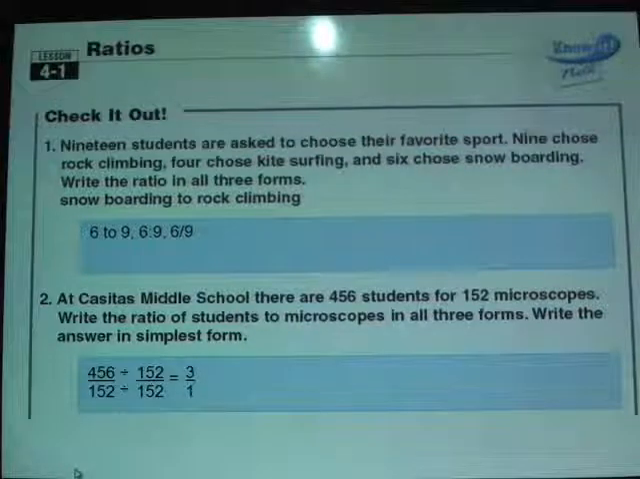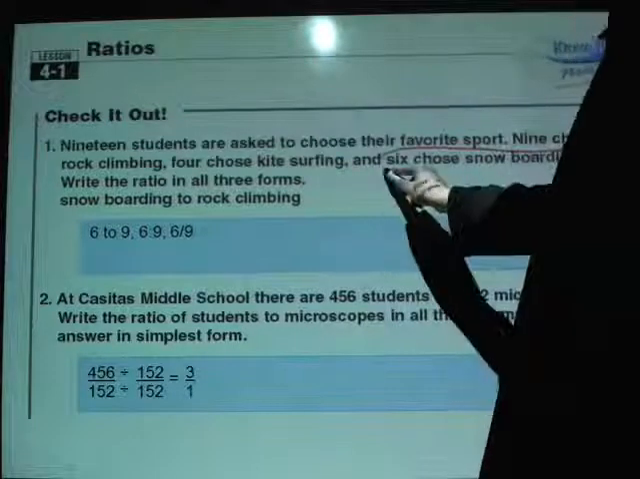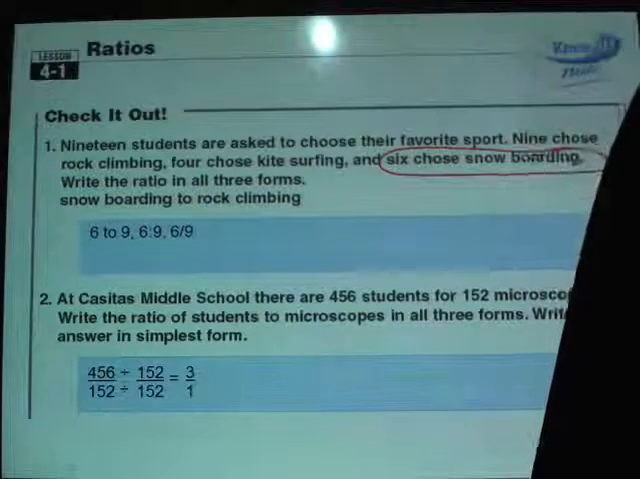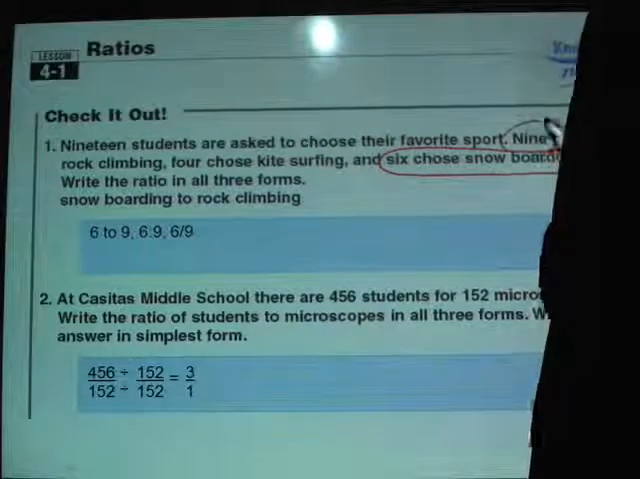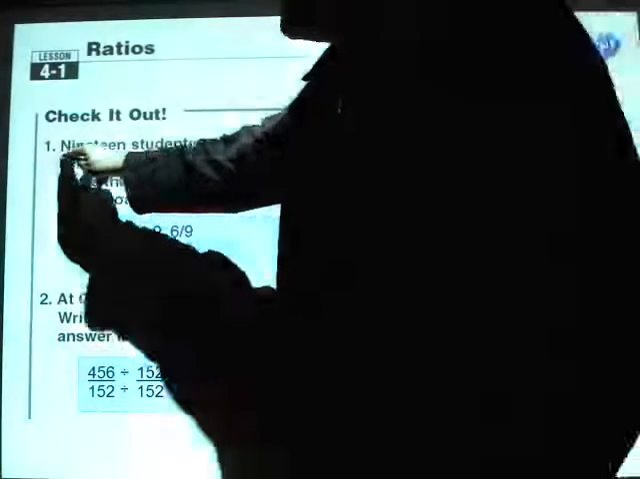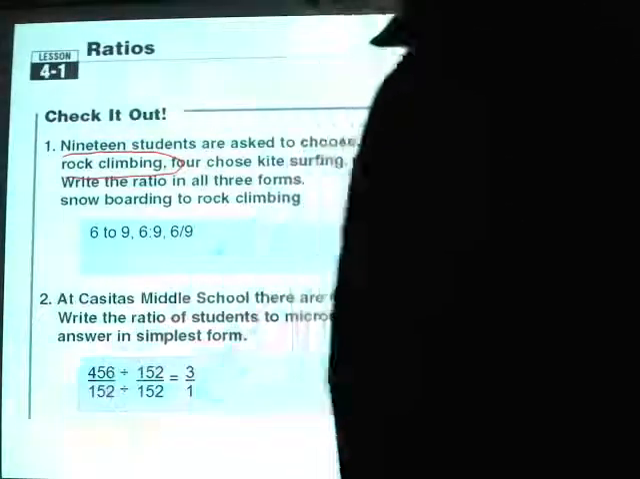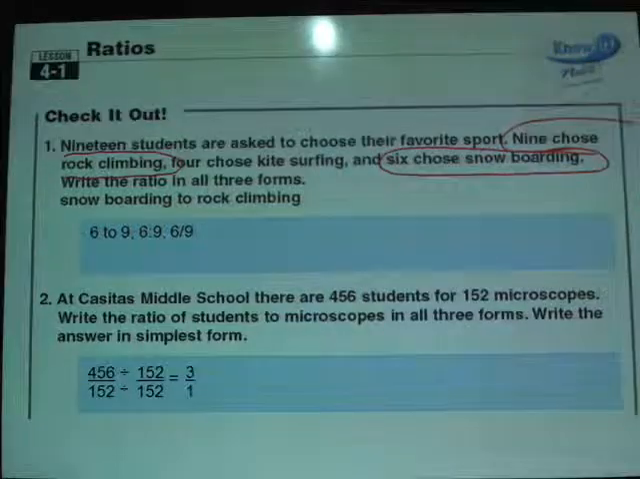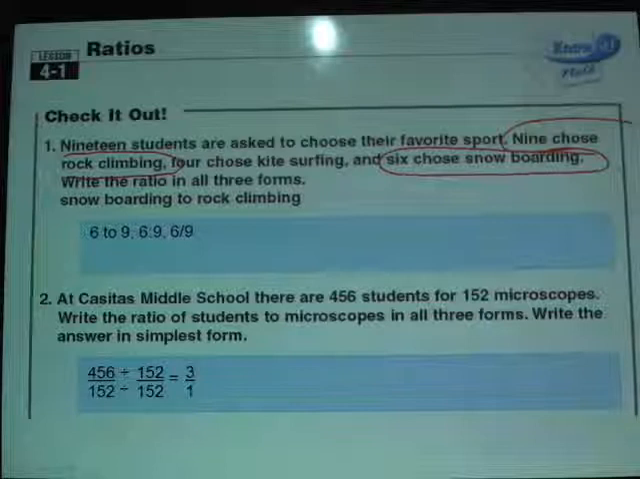So the kite surfing number, I don't even need. I just need the snowboarding number, which is 6, and the rock climbing number, which is 9. So I'm writing a ratio comparing 6 and 9. Now they asked me to write it in all 3 forms, so I'm going to write it as a fraction, 6 over 9, with the word to, 6 to 9, and with the colon, 6 colon 9.